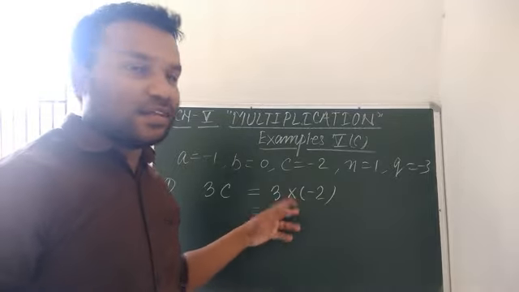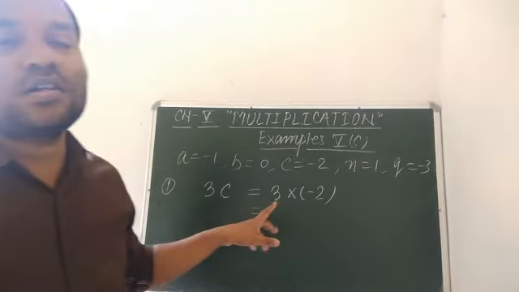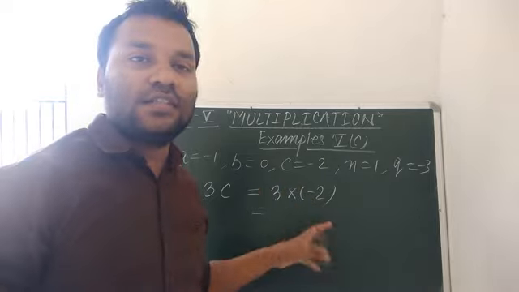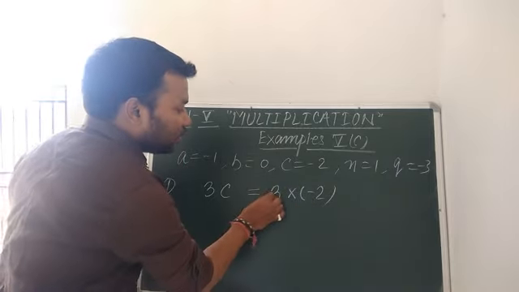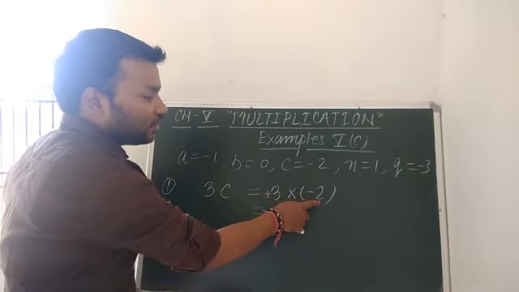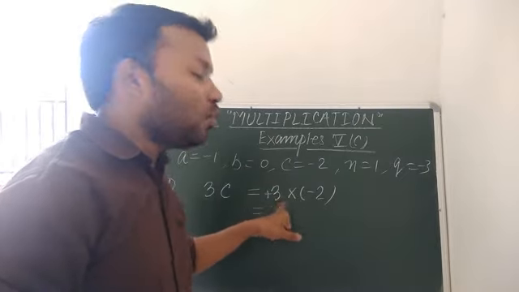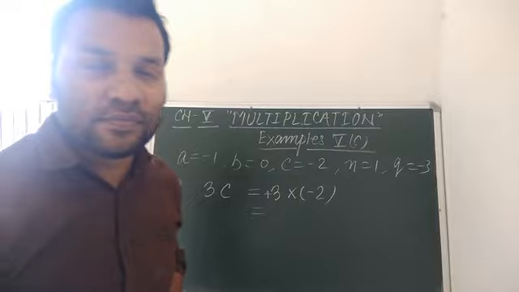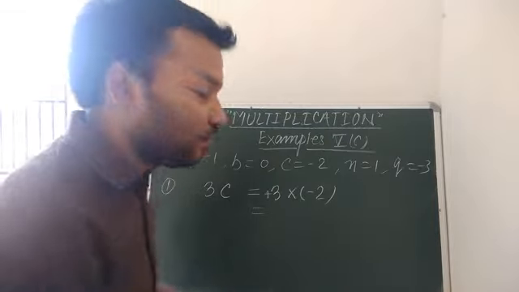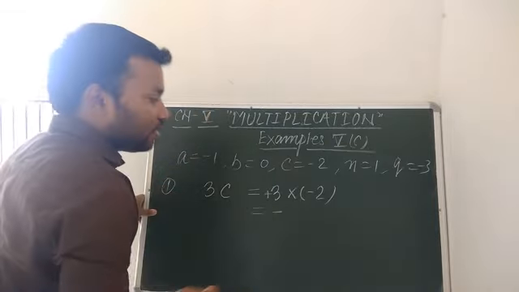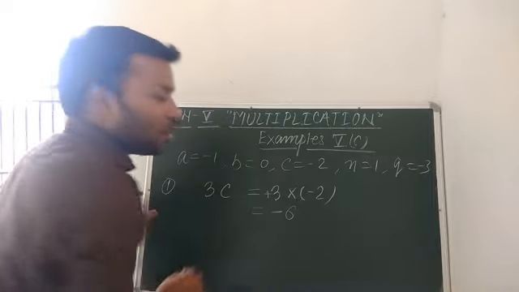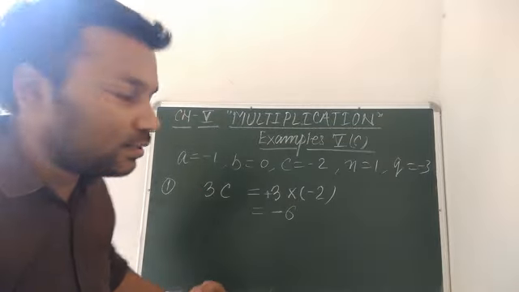As in the previous class we discussed the rule of sign, the product of different signs is always negative. Here the 3 has a positive sign and the 2 has a negative sign. In both terms the signs are different, so their product will be negative. 3 into 2 is 6, so our answer will be -6.